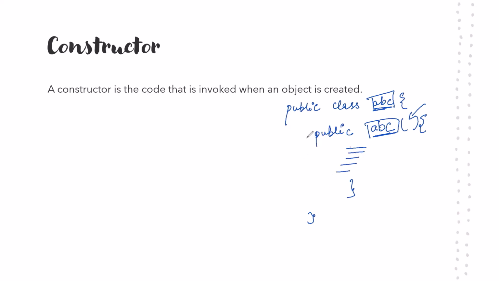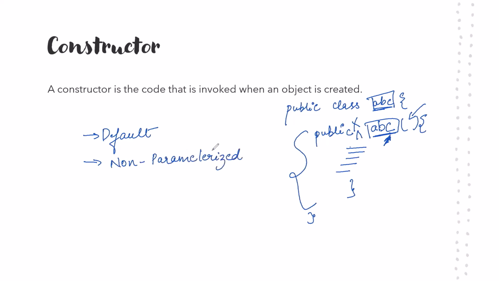So if you have noticed, the syntax of the constructor is similar to the method, but it takes the same name as that of the class name. Also, it doesn't have the return type. So I did not define the return type here. Okay. Now there are three kind of constructors. The first one is the default constructor. The second one is the non-parameterized constructor. And the third one is the parameterized constructor.